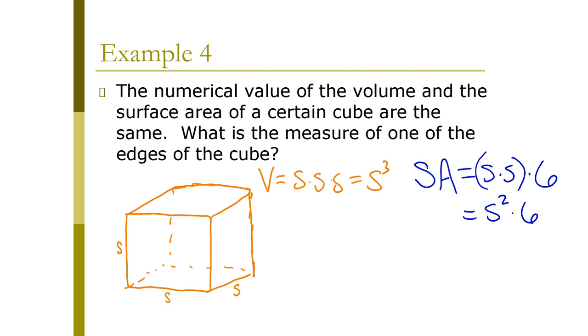Now you might already be seeing what's going to be happening here, but if I want them to be the same, I need to set those two equal to each other. So I would have side cubed equals side squared times 6.